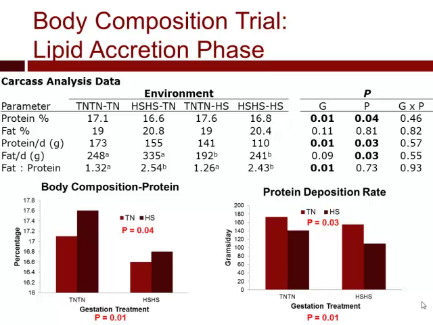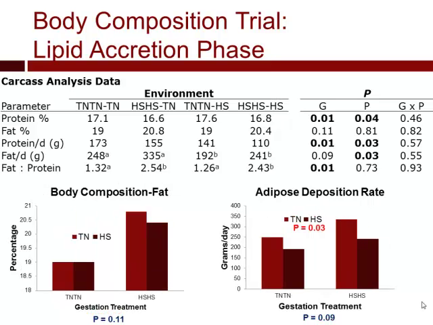There was a very significant effect from the gestational environment on all three of those conditions. And what really that correlates to is a reduction in the body composition, or the amount of protein that's contributing to the body composition of those pigs. It's also resulting in a reduction of the protein deposition rate, or grams of protein produced per day. Conversely, we saw an increase in the body fat composition of those pigs produced from gestationally heat-stressed gilts, and we saw an increase in the adipose deposition rate.